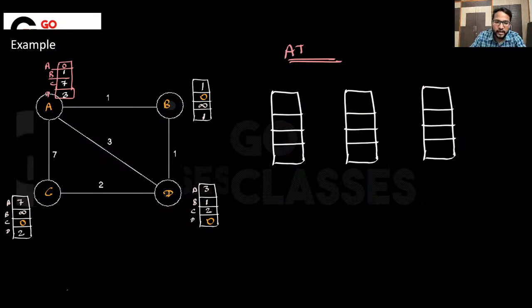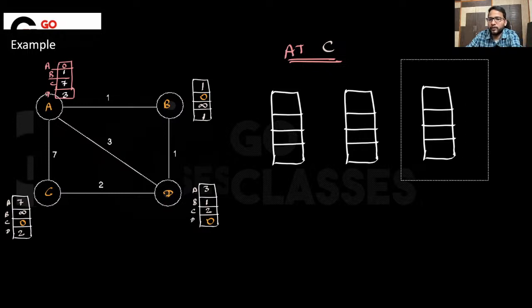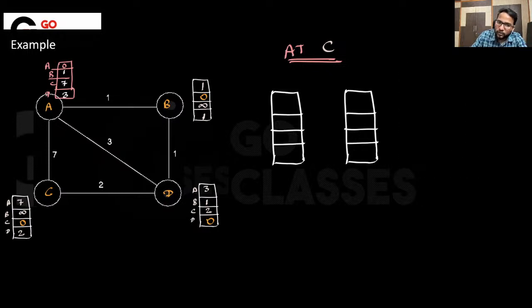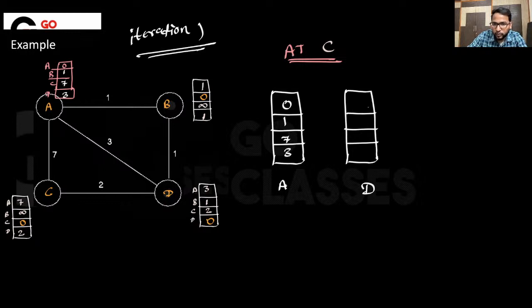Now let's check what is happening at C. At C, you will be getting two vectors, one from A and one from D. Now it is just iteration one only. Everything is just iteration one. The vector that you are getting from A is basically just the old one. From D, you will be getting 3, 1, 2, 0.